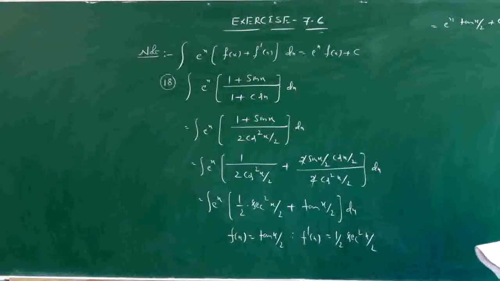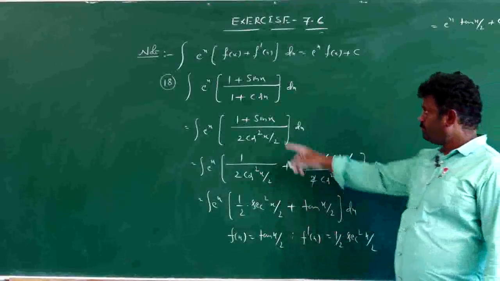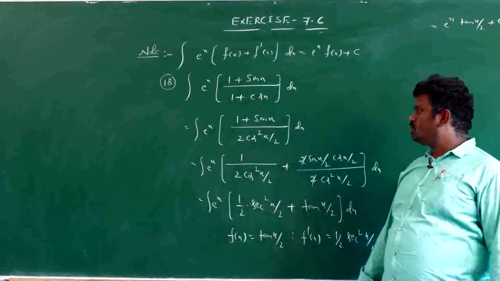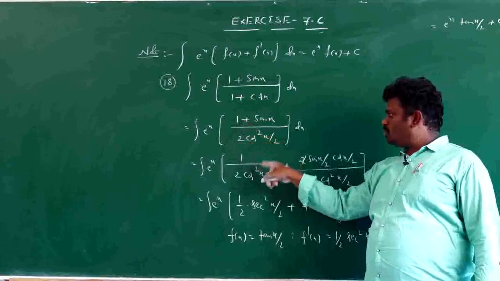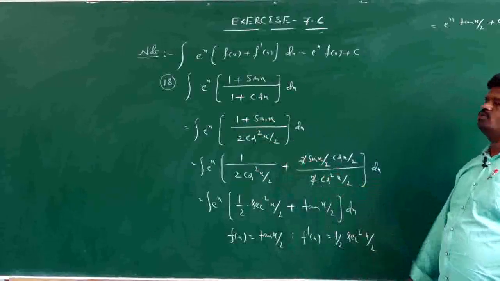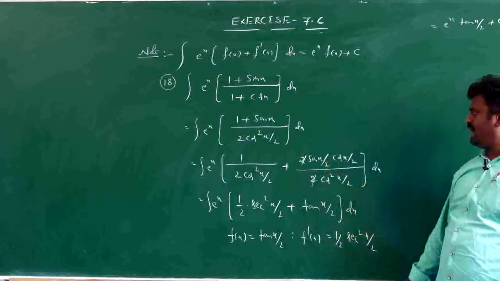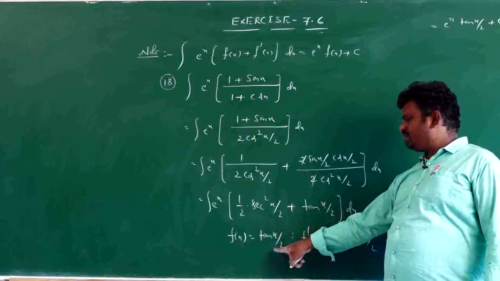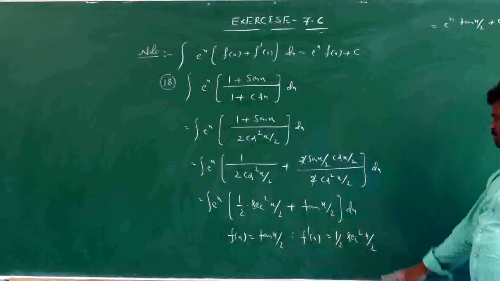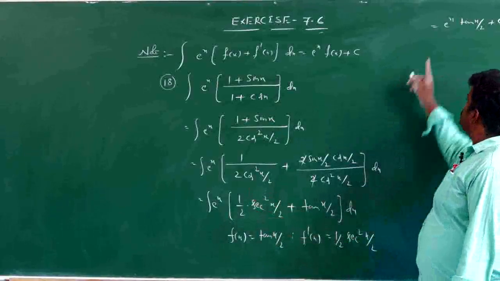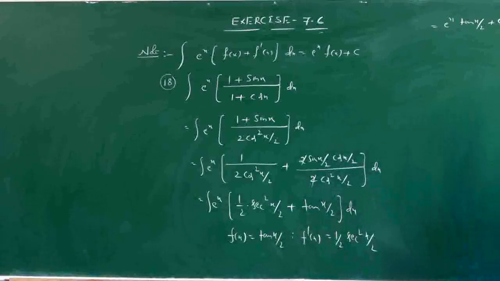So that is the 18th answer. Once again, see here: 1 + sin x over 1 + cos x. For 1 + cos x we write 2cos²(x/2), and for sin x the formula 2 sin(x/2) cos(x/2). 2 cancels, cos cancels, sin by cos gives tan. If we take the derivative, f'(x) = (1/2)sec²(x/2), so the answer is e^x into f(x) + c.